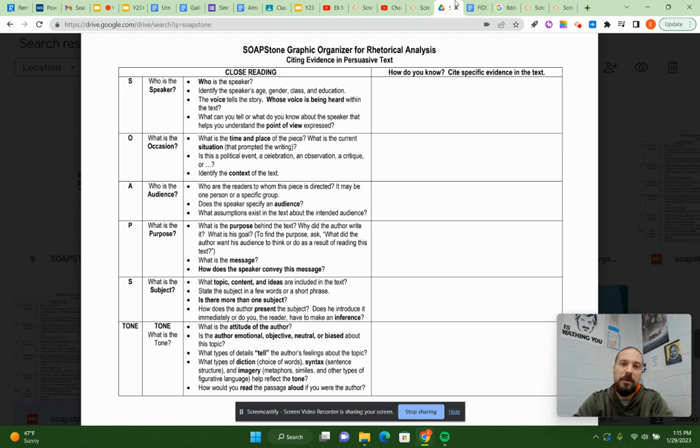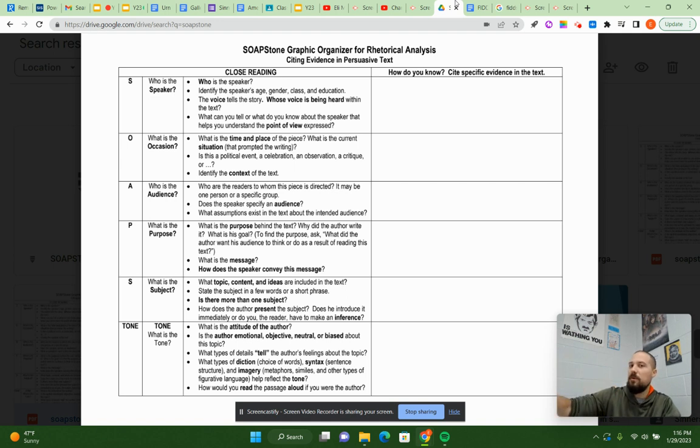Okay, so the first one is SOAPSTone, and that's an acronym. It stands for speaker, occasion, audience, purpose, subject, tone. Just think of it like six different lenses of looking at a text. What are six different angles or facets, right? If I turn the text in my hand and look at it in different ways, maybe I'll see different things, and those six things will help me understand the full picture. That's basically what SOAPSTone and FIDS as well is going to help me do, right?